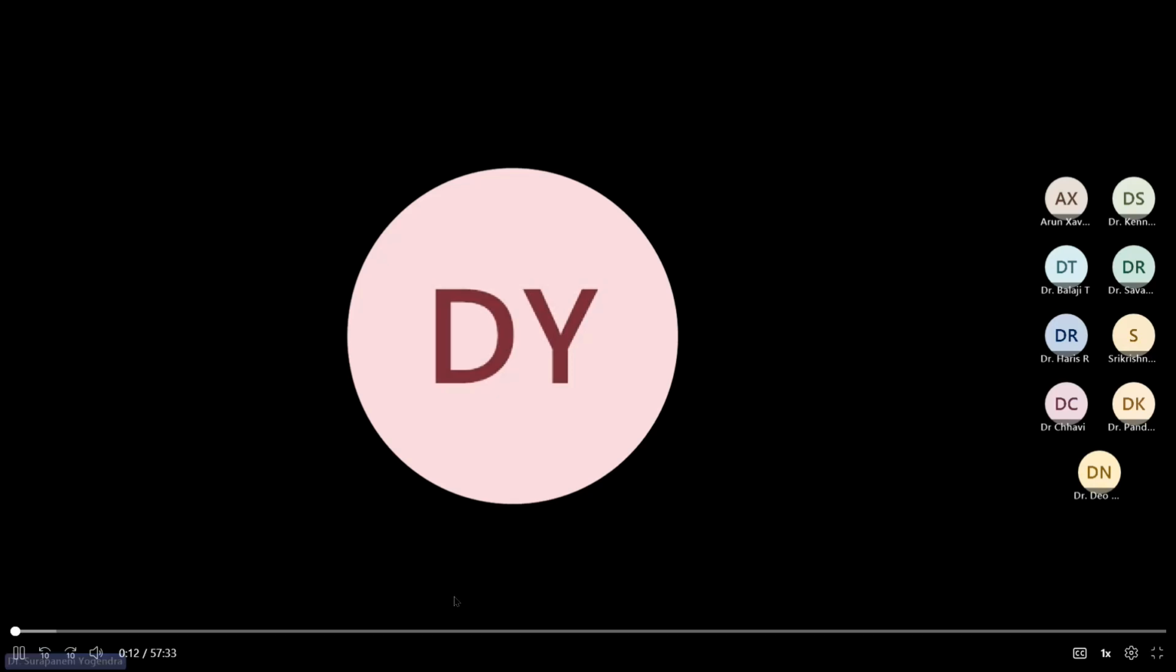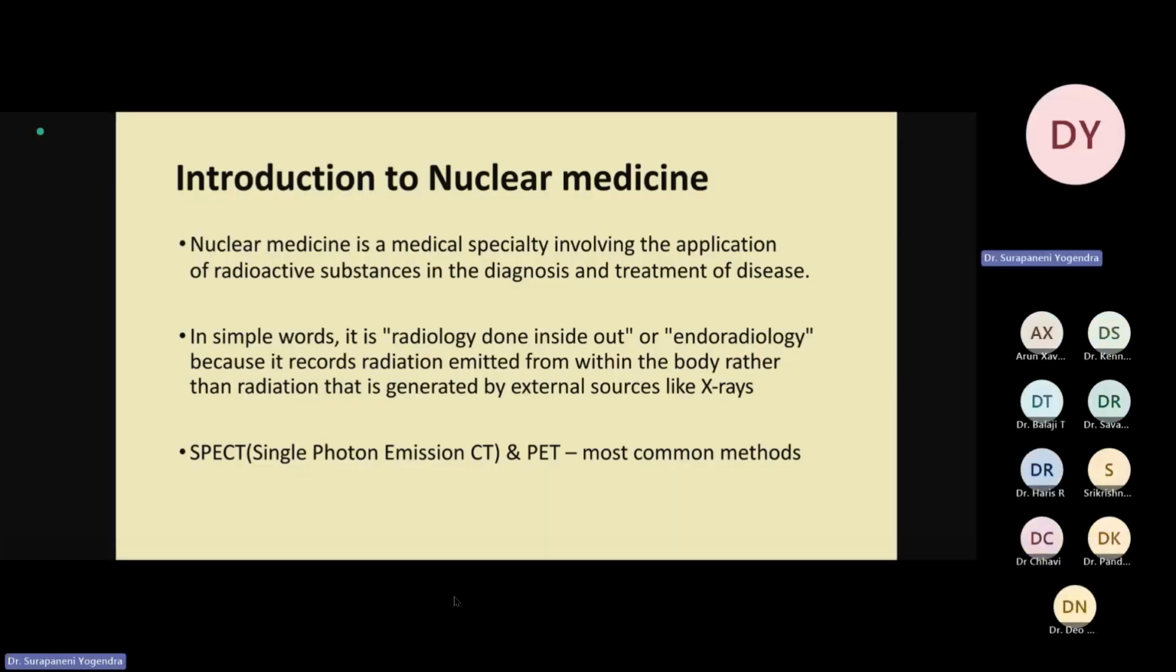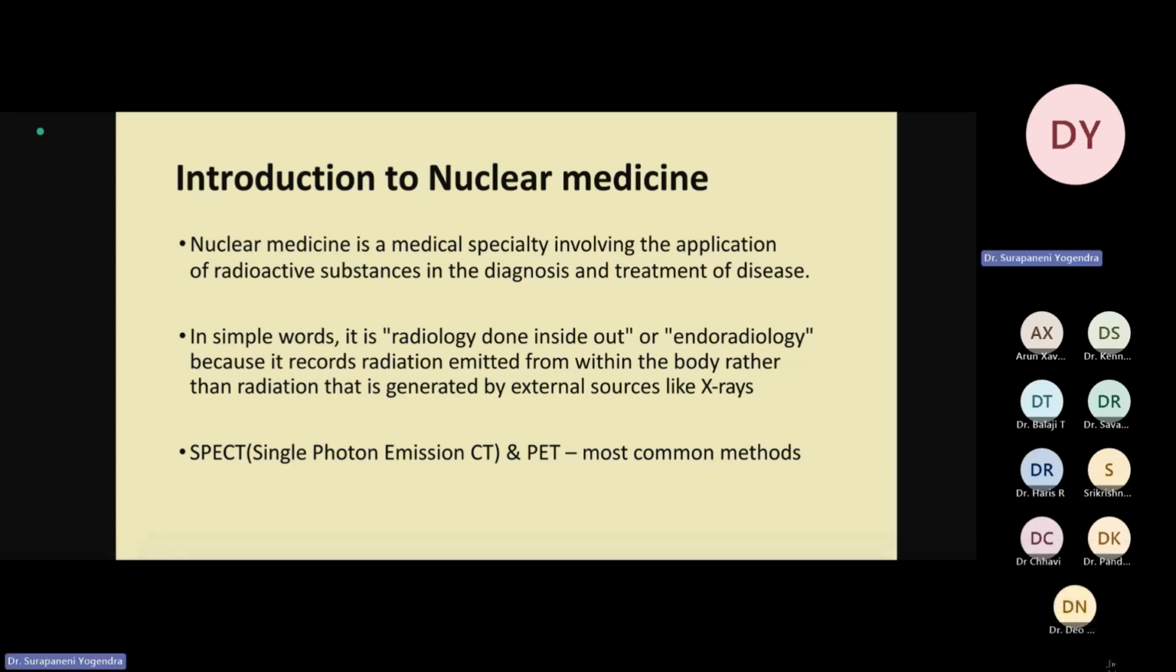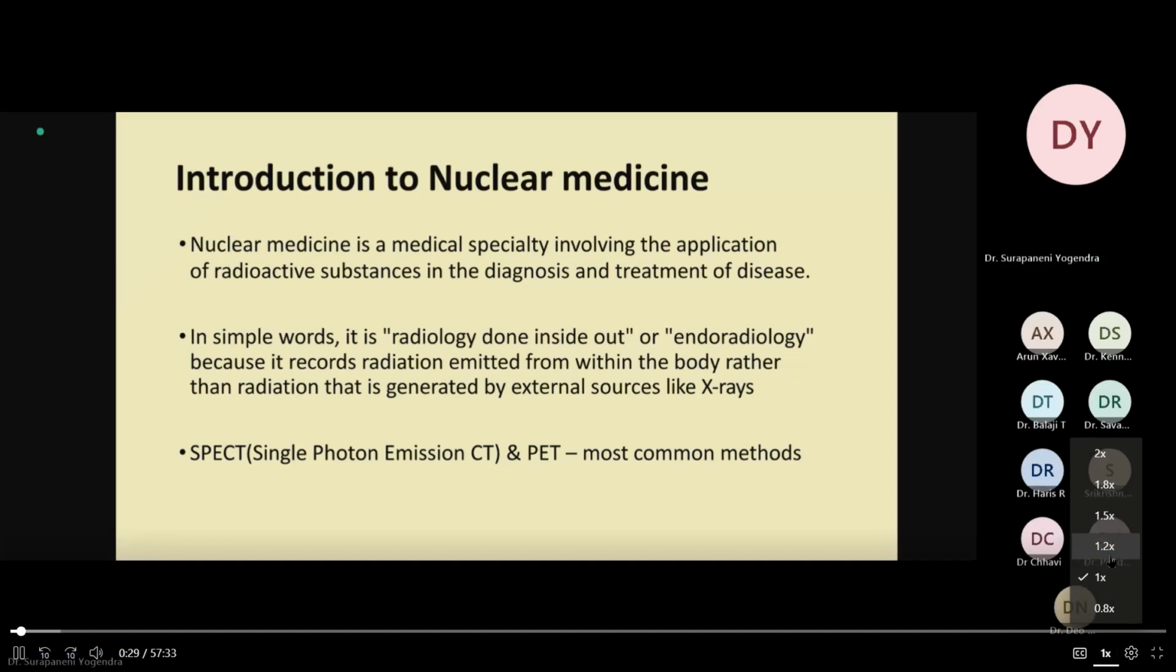Nuclear medicine is a medical specialty involving the application of radioactive substances in the diagnosis and treatment of disease. In simple words, it is radiology done inside out, or endoradiology, because it records radiation emitted from within the body rather than the radiation that is generated by external sources like X-rays. SPECT and PET are the most common methods.